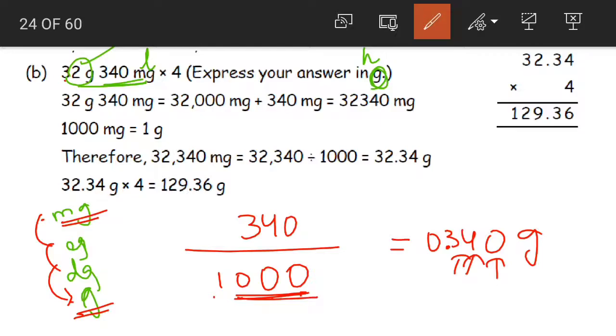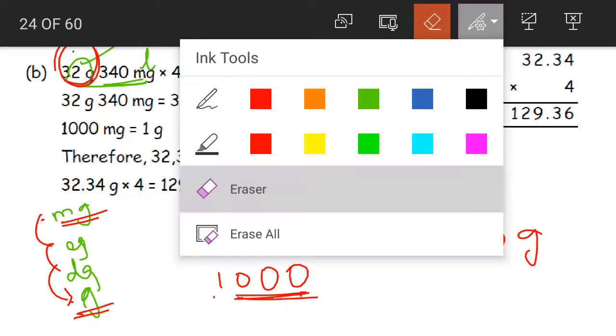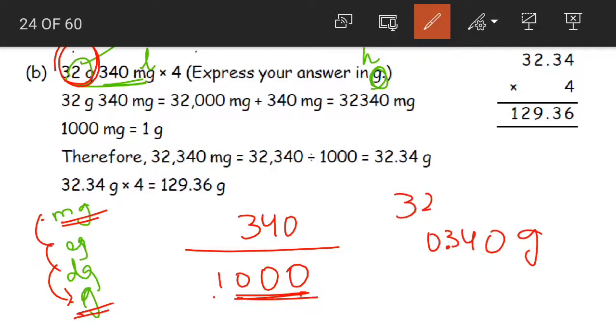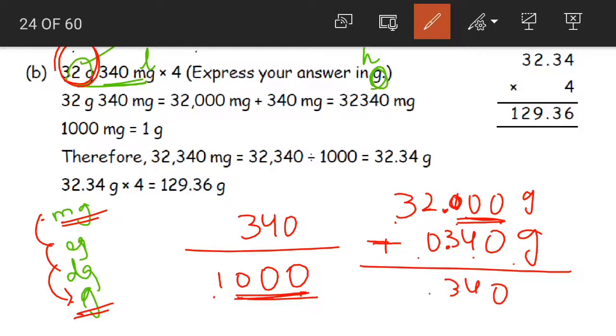0.340 grams. And in the question, we already have our 32 grams. What do we already have? We already have our 32 grams. So we'll add that 32 grams plus 0.340. If we want to write 32 also as a decimal number, it would be 32.000. Here we have two empty places, so we have written zeros here. So 32.0 plus 0.340. The answer is 32.340 grams, or nothing but 32.34 grams.